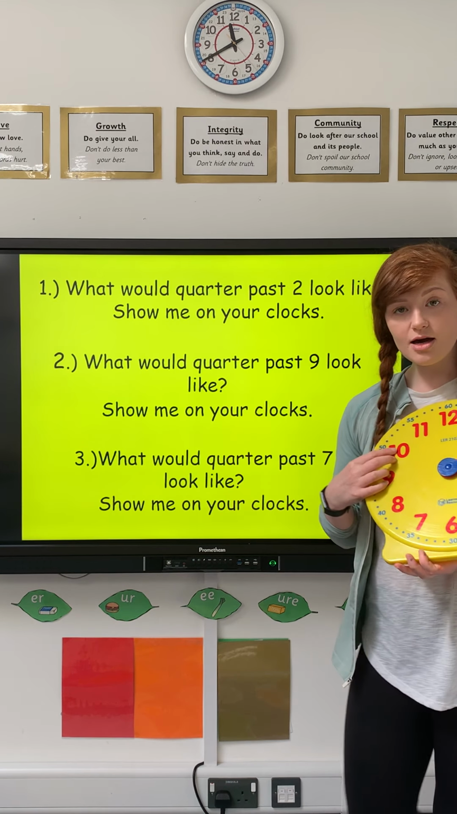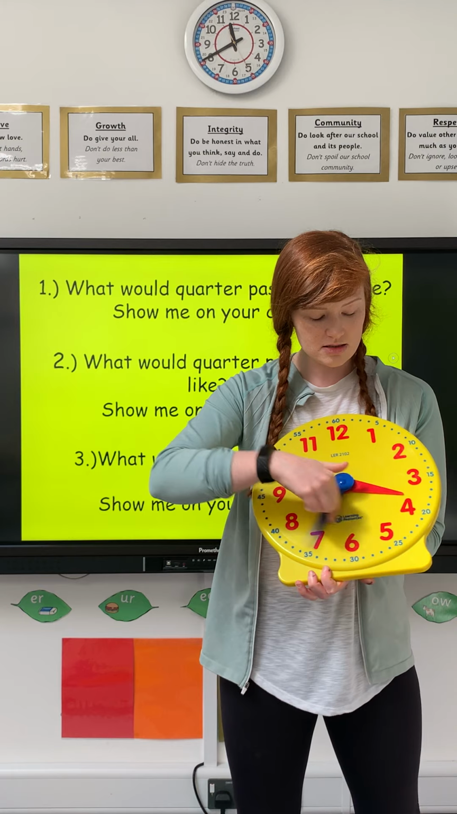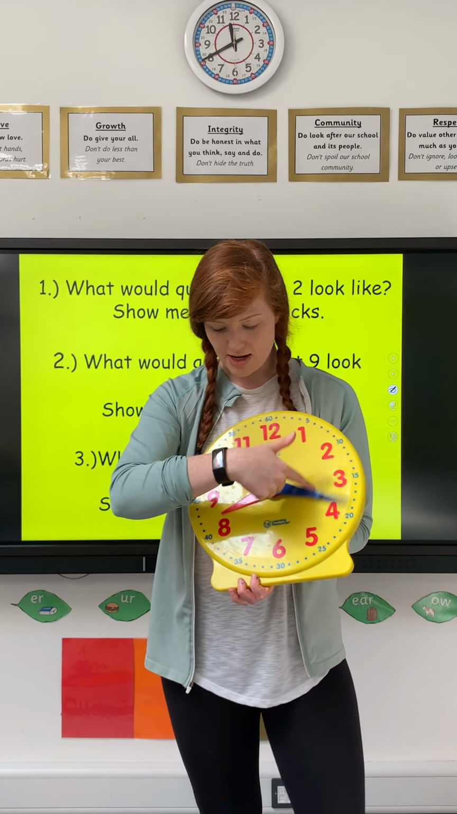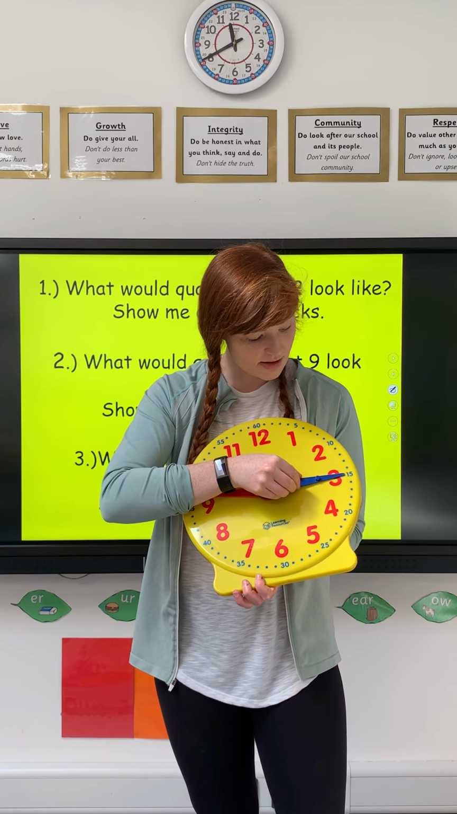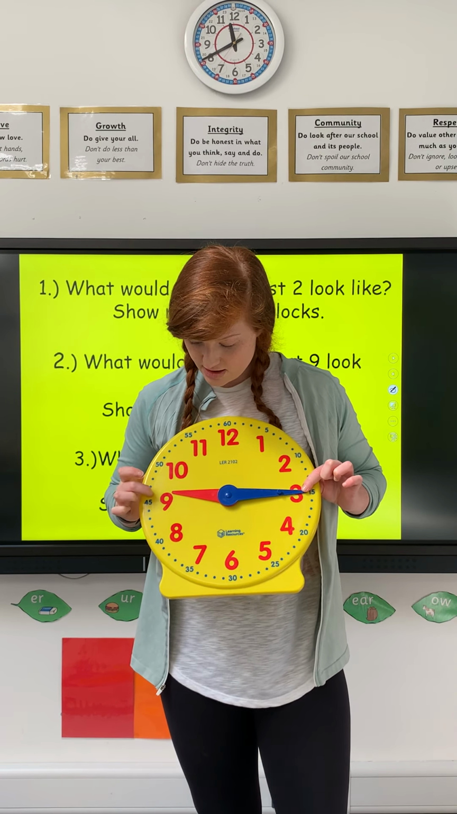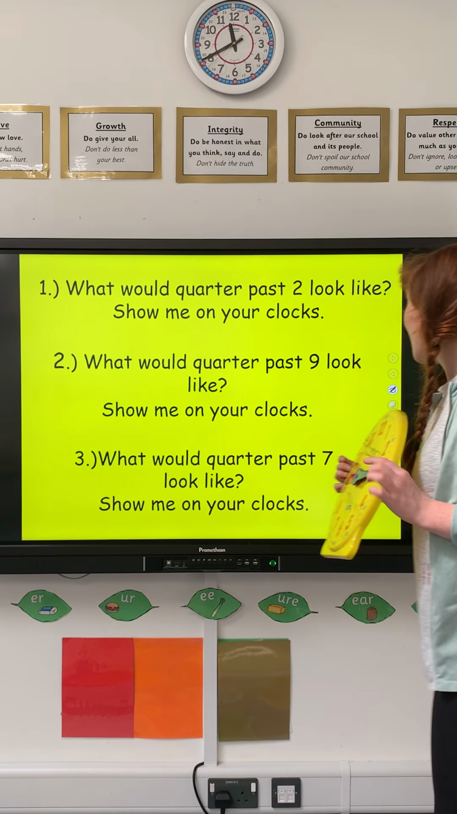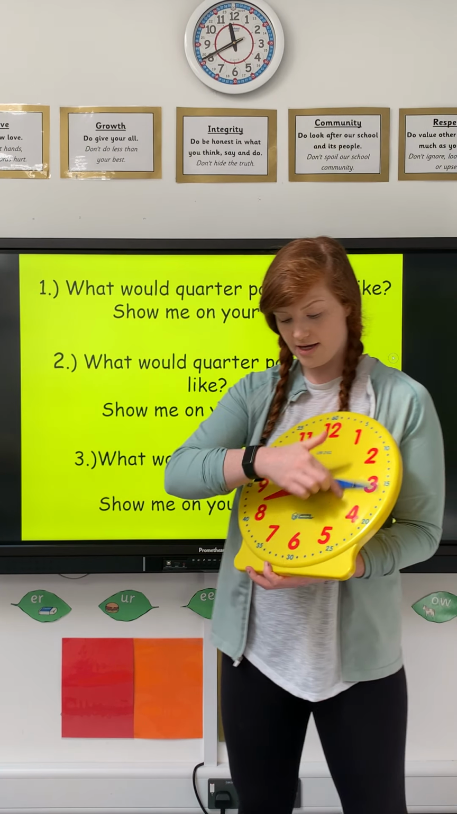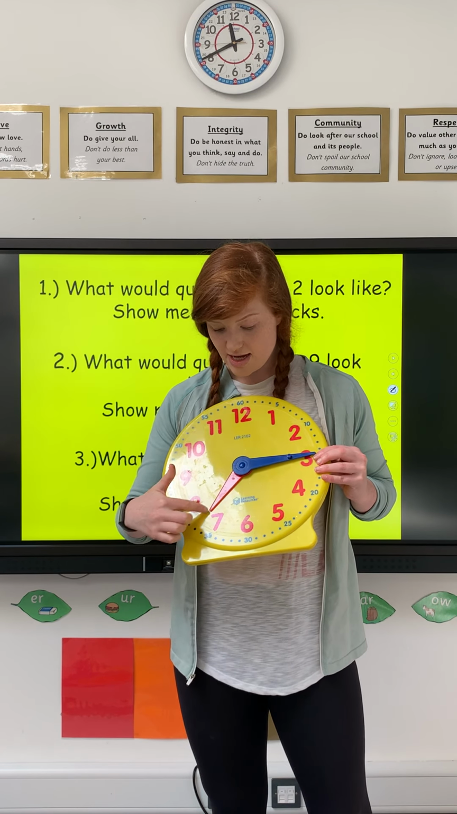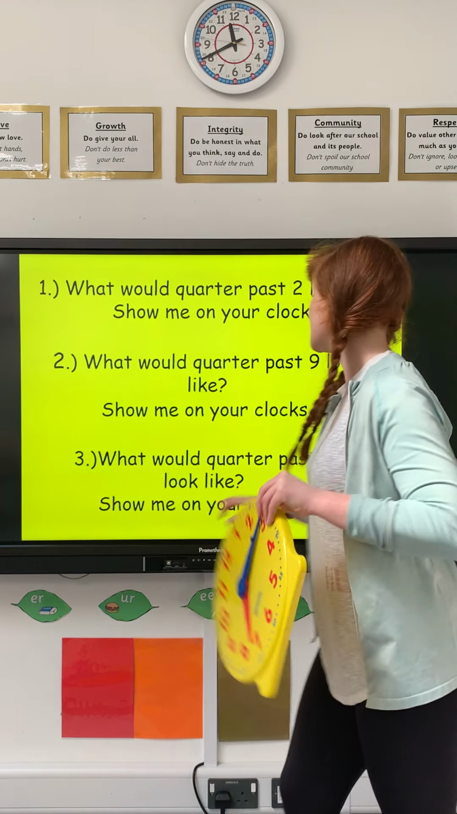What would quarter past 9 look like? Well, again, my big hand would be on my 3. And my short hand, my hour hand, needs to be just past the 9. So you can see here, I've got quarter past, and then it's just past the 9. It's just on that little dot there. And what would quarter past 7 look like? Again, it needs to be the big hand on the 3, and the little hand a quarter of the way past the 7.